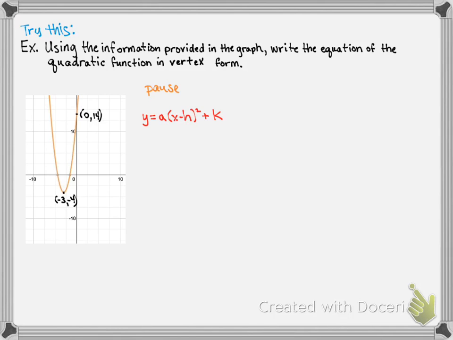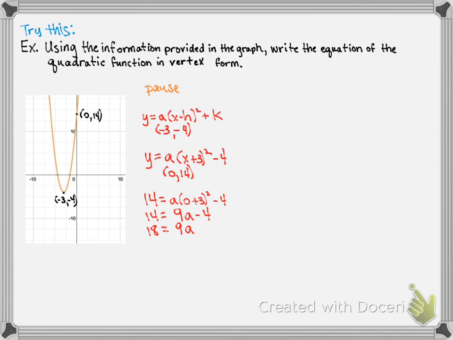So y equals a times (x minus h) squared plus k. (-3, -4) is my h and my k, so y equals a times (x plus 3) squared minus 4. Then I'm going to use the point (0, 14). 14 equals a times (0 plus 3) squared minus 4, or 14 equals 9a minus 4. 9a equals 18, or a equals 2. So our quadratic function is y equals 2 times (x plus 3) squared minus 4.